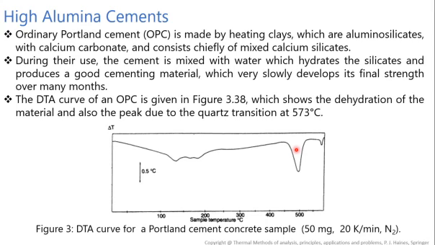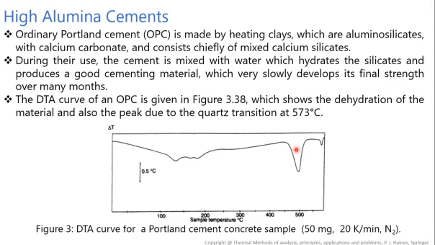Then the next one is the high alumina cements. Ordinarily, Portland cement is made by heating clays with aluminum silicates and calcium carbonate, and consists chiefly of mixed calcium silicates. During use, the cement is mixed with water, which hydrates the silicates and produces a good cementing material which very slowly develops its final strength over many months.